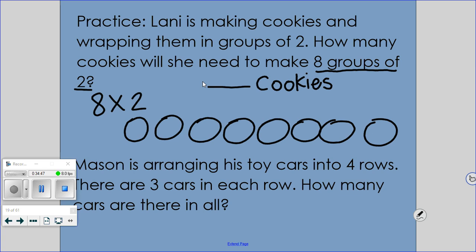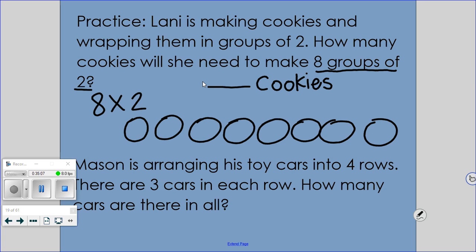Mathematically, that's correct, Kylie. I know exactly what you're saying. You're trying to use the commutative property. But my problem is 8 groups of 2. So I need to make sure my picture matches 8 groups of 2 for right now. Does that make sense?